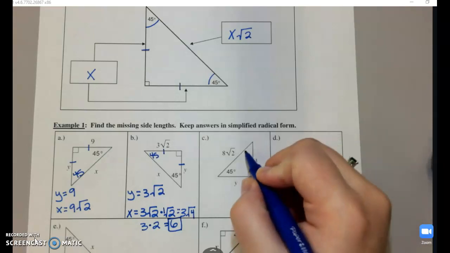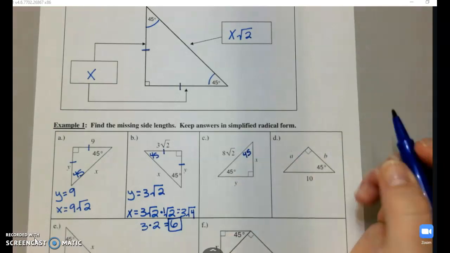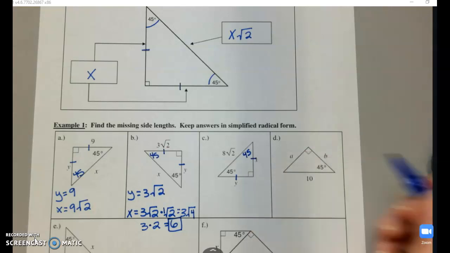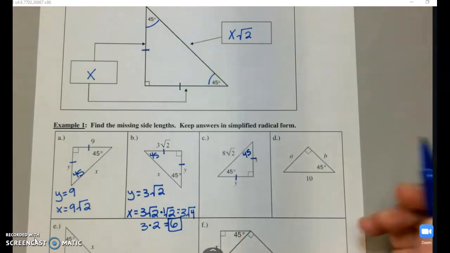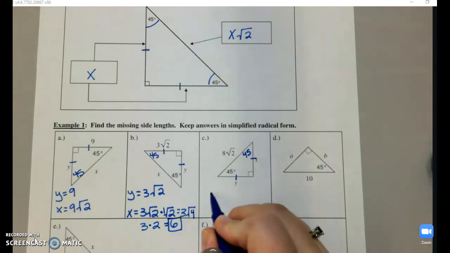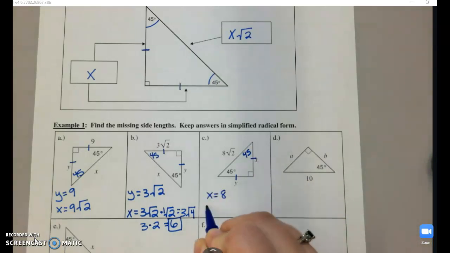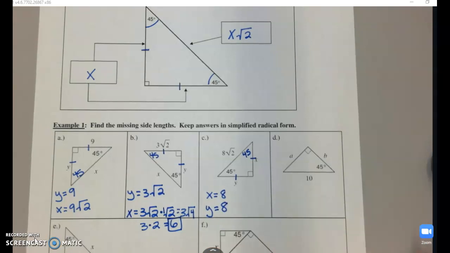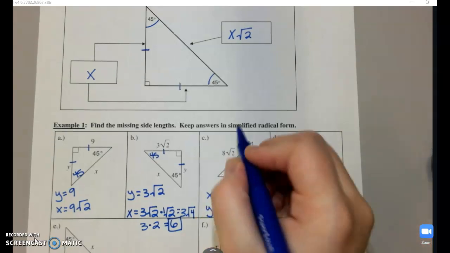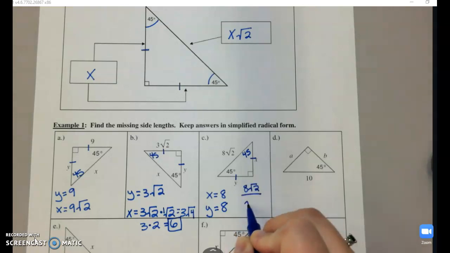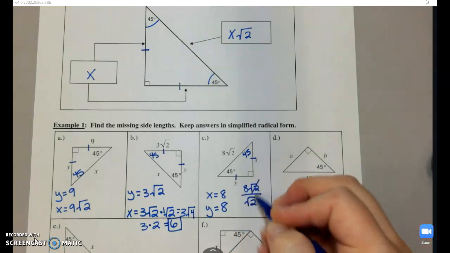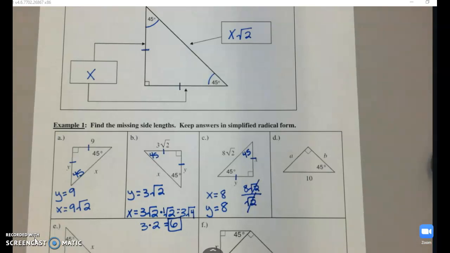Right, C, another 45, 45, 90. So x and y are going to be the same. Now if my hypotenuse is 8 square root of 2, that means that my two sides are both going to be 8, because I solved this by dividing by the square root of 2. And 8 square root of 2 divided by the square root of 2, my square roots cancel, and I'm just left with 8.